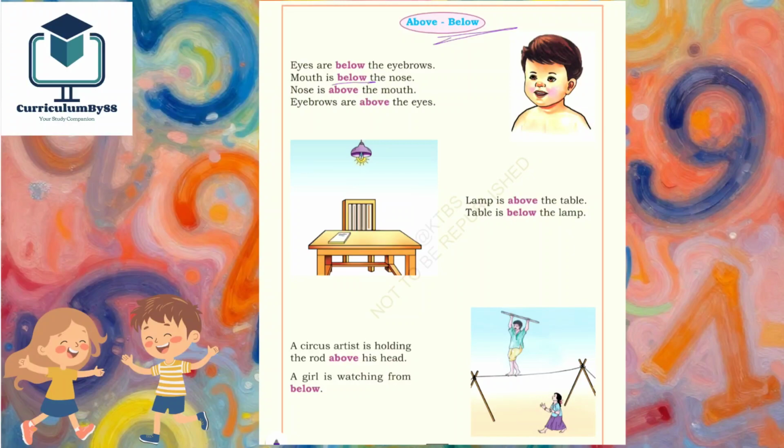And eyebrows are above the eyes. You can see from this picture. The nose is above the mouth and mouth is below the nose. Similarly, eyebrows are above the eyes and eyes are below the eyebrows. Here in this picture you can see the lamp is above the table and table is below the lamp. A circus artist is holding the rod above his head and the girl is watching from below.